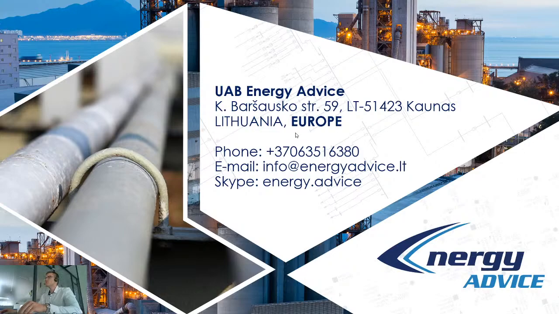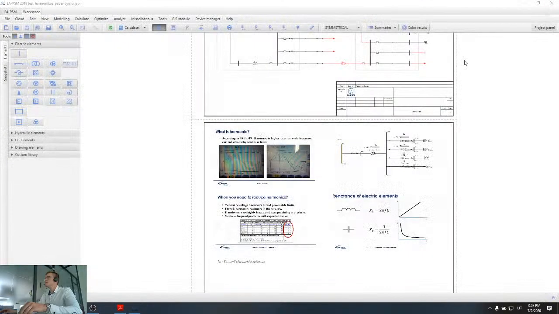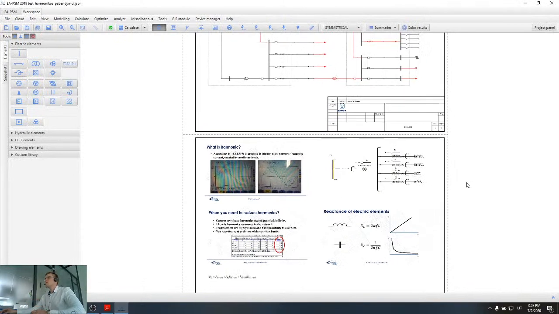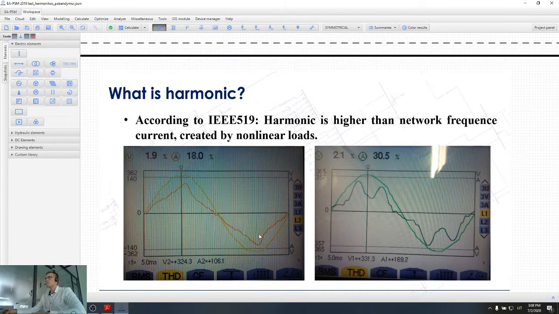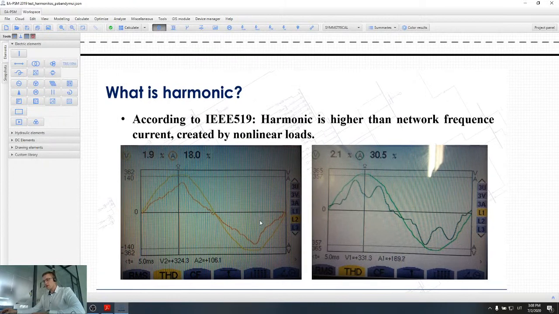Let's go now to the software calculation. I will shut down the slides, won't need them anymore, and the topic, as I have mentioned, is about the harmonics today. So the first question that I would like to analyze is what is harmonic in the electrical network, and what problems harmonics create.